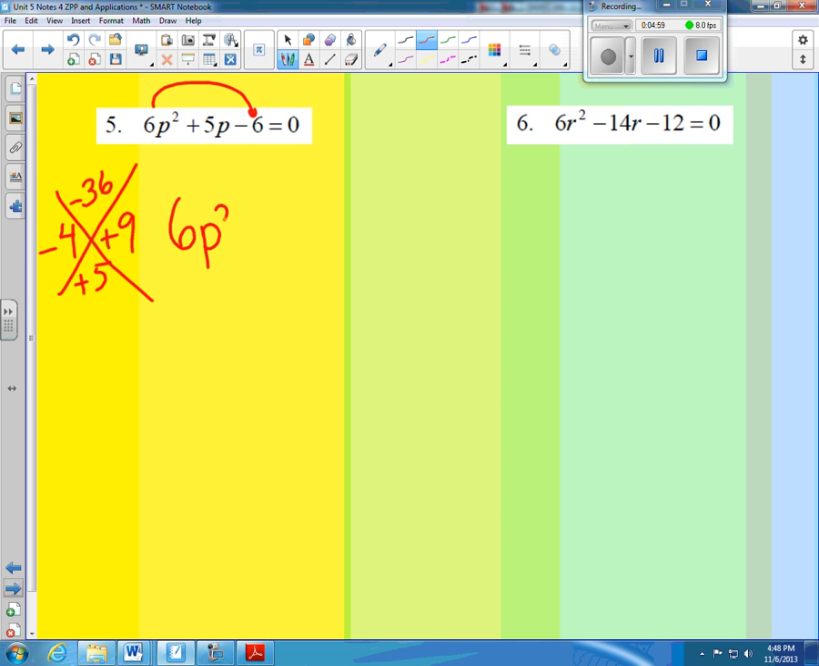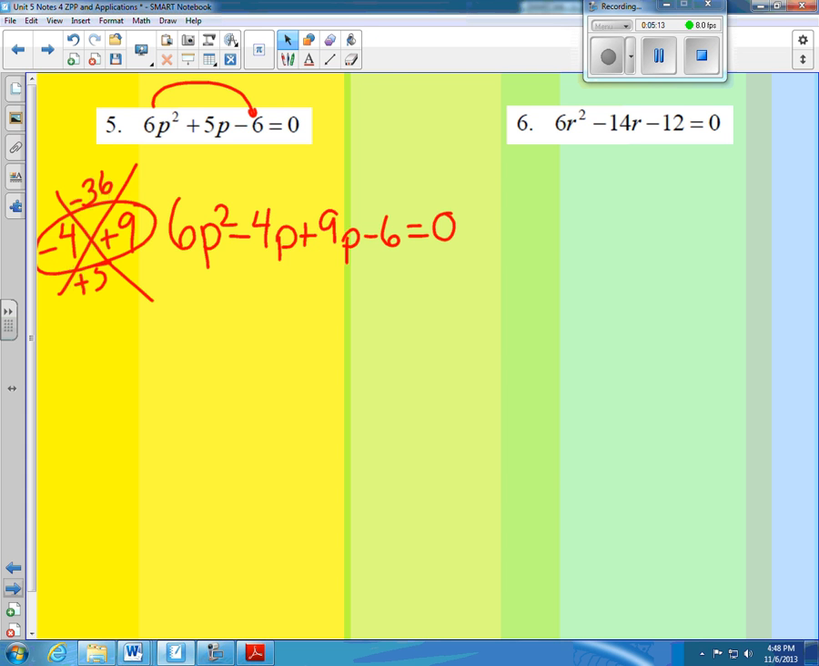So we are going to do our 6p squared. Now we're plugging our middle terms in: minus 4p plus 9p minus 6 equals 0. Don't forget to take that equals 0 along. It's not important until we get to those two parentheses. All right, we have 4 terms, and we don't have a GCF out of all of them, so we are going to break them up to do our grouping.